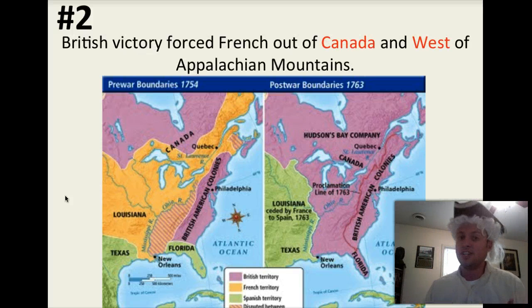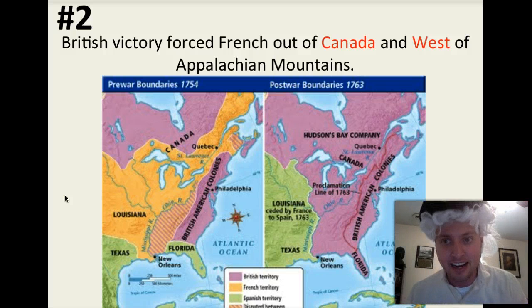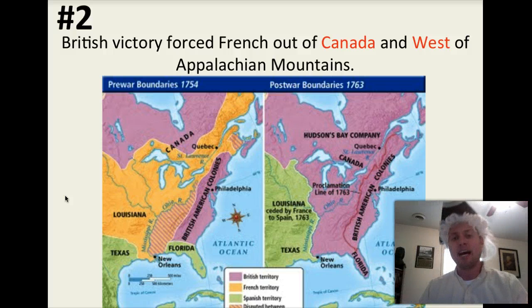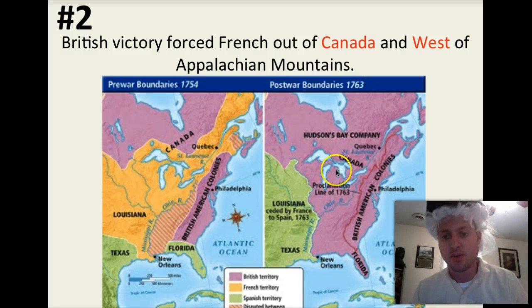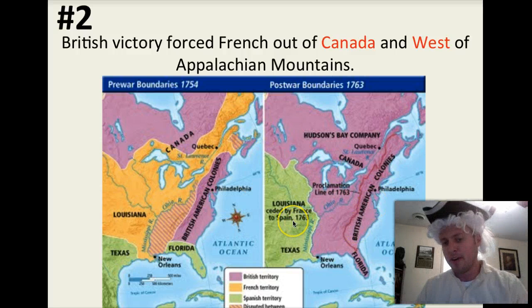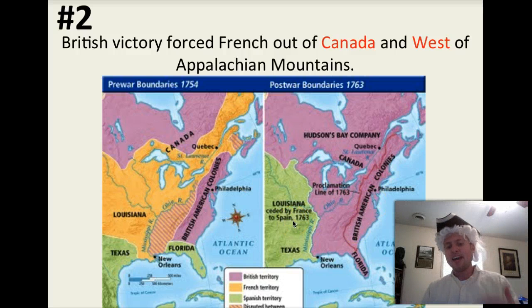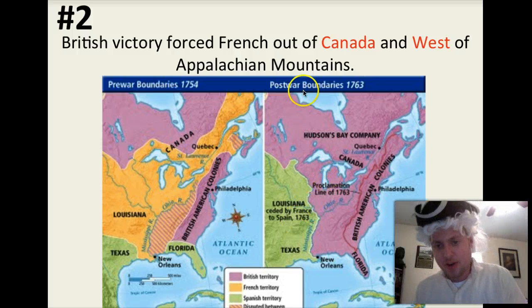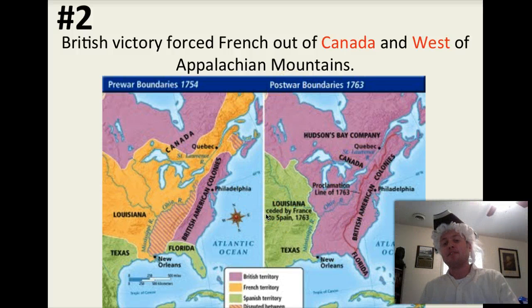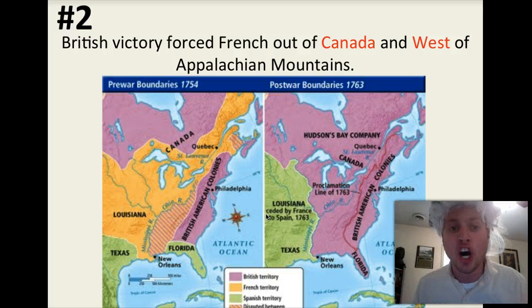Well, this led to war, and British victory forced the French out of Canada and west of the Appalachian Mountains. If you want to see this, look at the next map. This is 1763. You see, I might not be very bright, but here in North America, it seems that I don't see any orange. There's purple and green, but the French are gone.